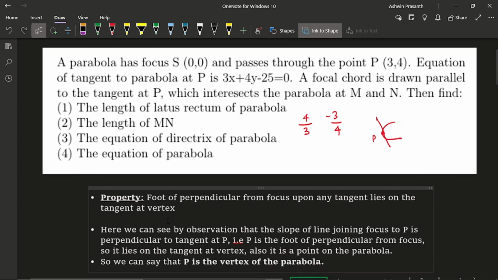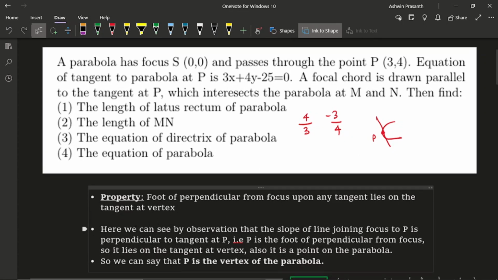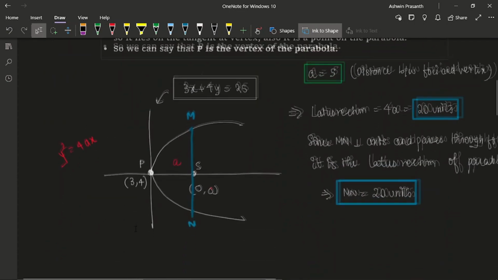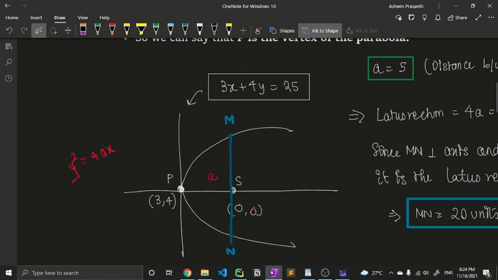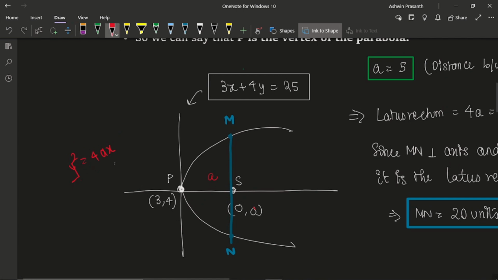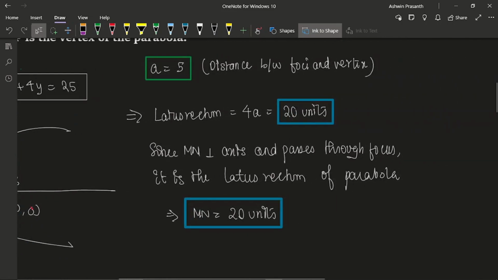Now I'll draw this in the form of the standard parabola so that we can get a clearer idea. Obviously these two lines are not on the coordinate axes, but I've drawn it this way for convenience. This line is the tangent at the vertex, which is 3x + 4y = 25. In the standard parabola y² = 4ax, a is equal to the distance between focus and vertex. So here a is equal to 5. And in the standard parabola, the length of latus rectum is 4a, so the length of latus rectum will be 20 units.